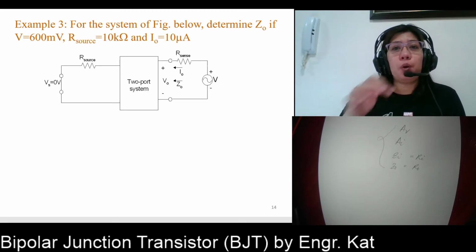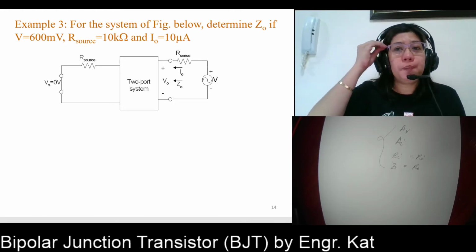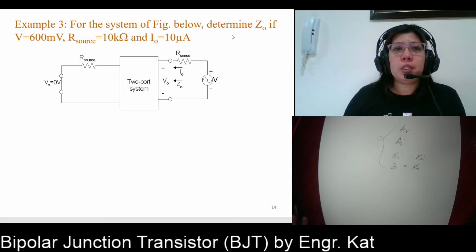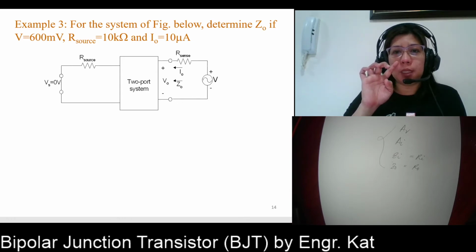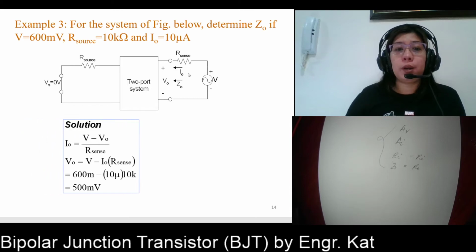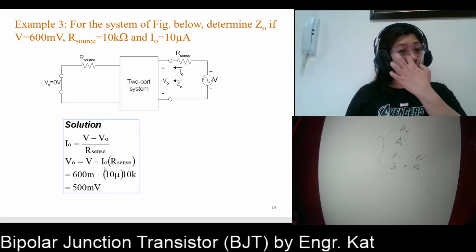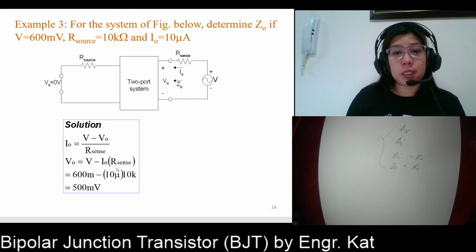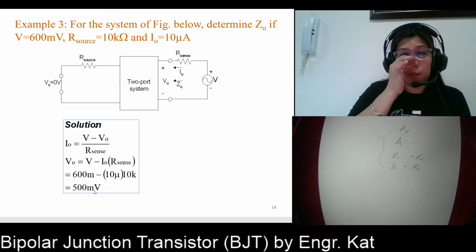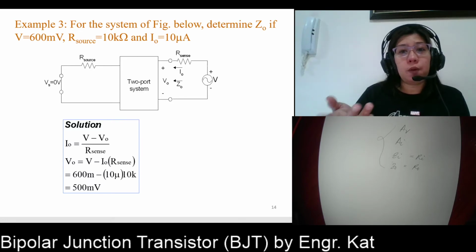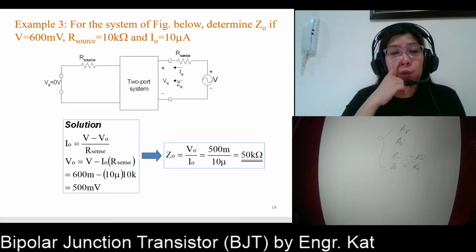For the system of the figure, let us determine the value of ZO if V is equal to 600 millivolts, R source is equal to 10 kilo ohms, and IO is equal to 10 microamperes. Since we are given IO, we can solve for VO. VO is equivalent to V minus IO multiplied by the R sensing resistance. So VO is equivalent to 50 millivolts. Using the value of VO and the value of IO, we can determine ZO. So ZO is equivalent to 50 kilo ohms.